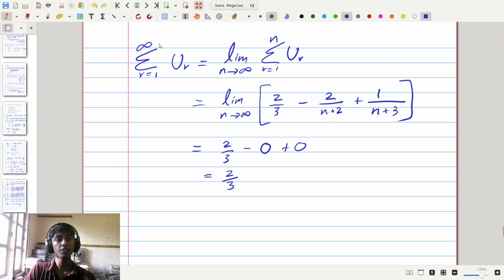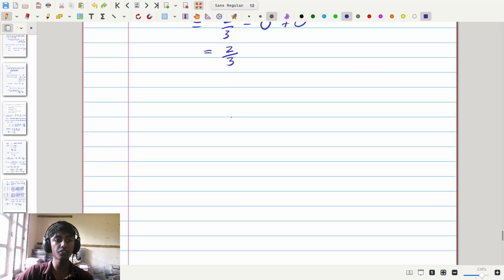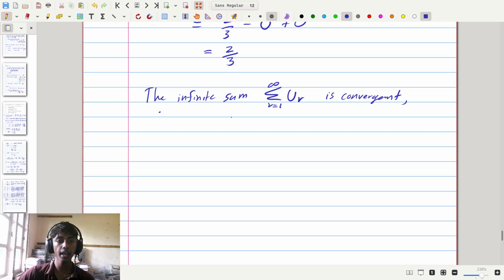Now from this, since the infinite sum here is equal to a finite value of 2 over 3, we can say the infinite sum of sigma r equals 1 up to infinity of u of r is convergent. And we can also say the convergent sum is the value that we found, which is 2/3. And with that, we are done with that part of the question as well.